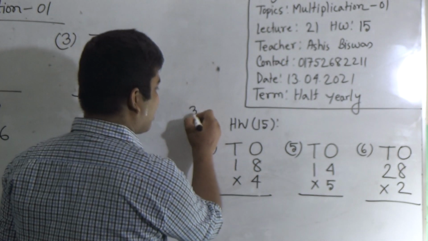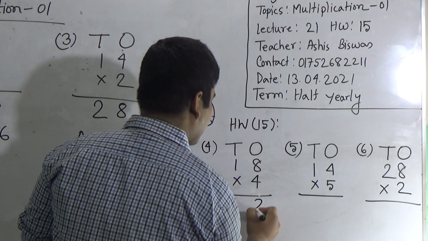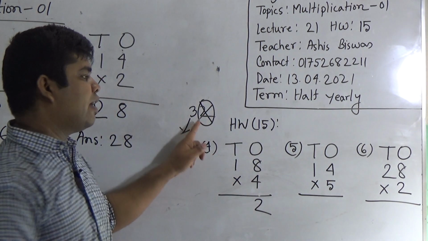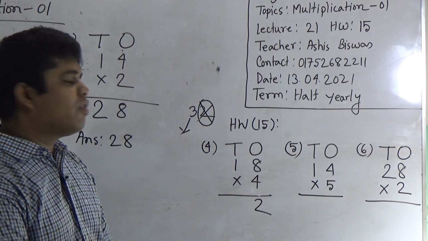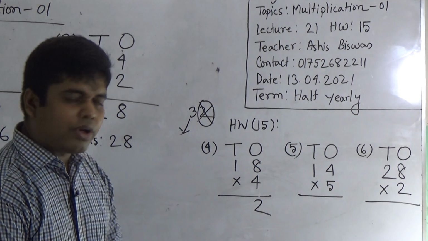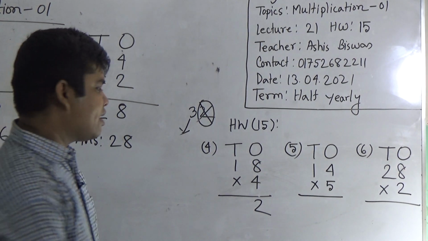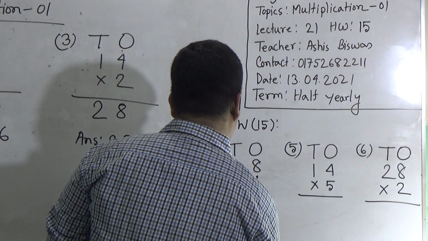From this 32, I write here 2. This 2 is placed here. Notice carrying, carrying number 3. Now we multiply this 4 with 1, 4 1s are 4, and that carrying 3 is added with that 4, and 4 plus 3 is 7. So 72 is the answer.